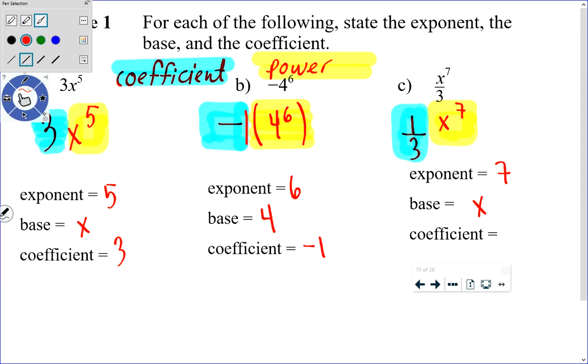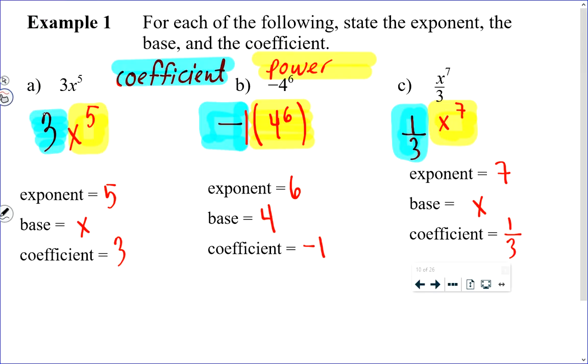So the coefficient is 1/3. Of course, when you have a power of x to the 7, the base is x, and the exponent is 7. Feel free, of course, whenever you need to pause the video to write something down or to think about something, to do so.